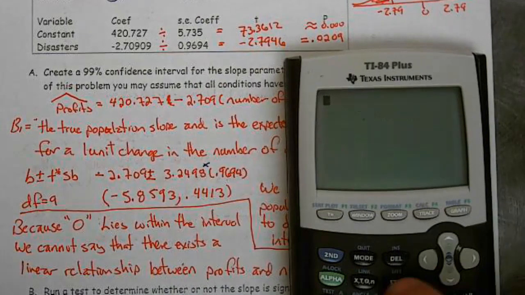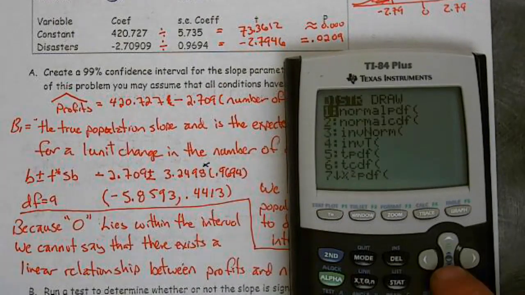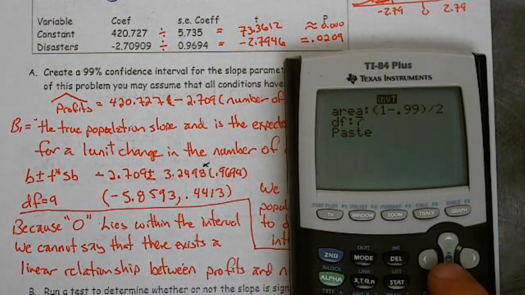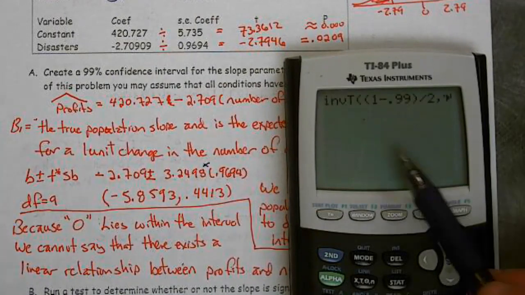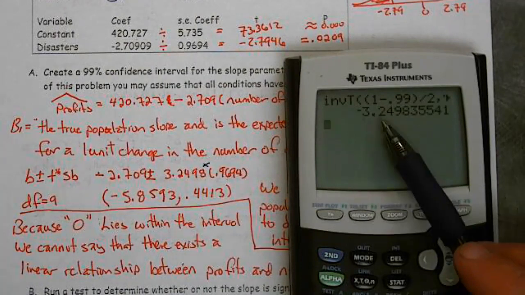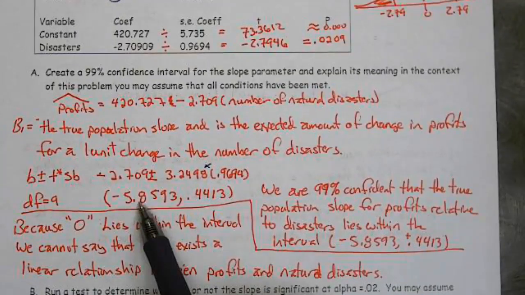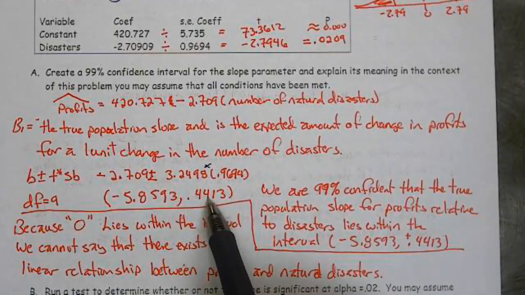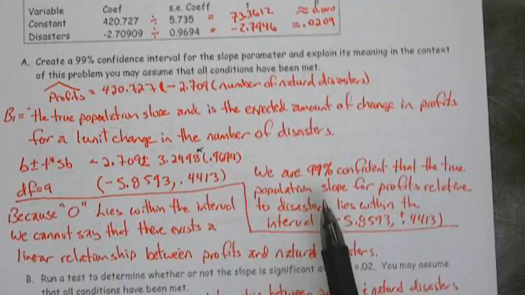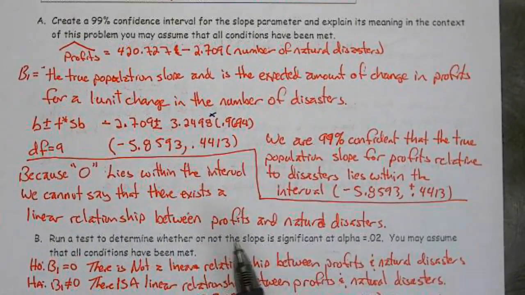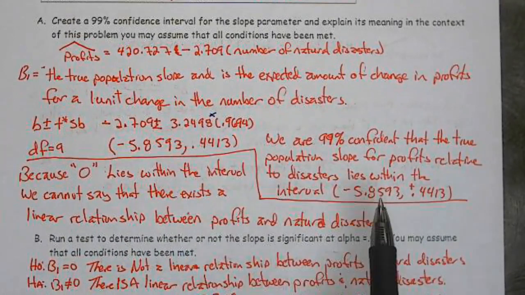So with that said, I can go second vars, inverse T, 1 minus 0.99 divided by 2, and degrees of freedom happen to be 9. And I end up getting 3.2498. When I solve that, I end up with negative 5.85 to a positive 0.41413. So we are 99% confident that the true population slope for profits relative to disasters lies within this interval.